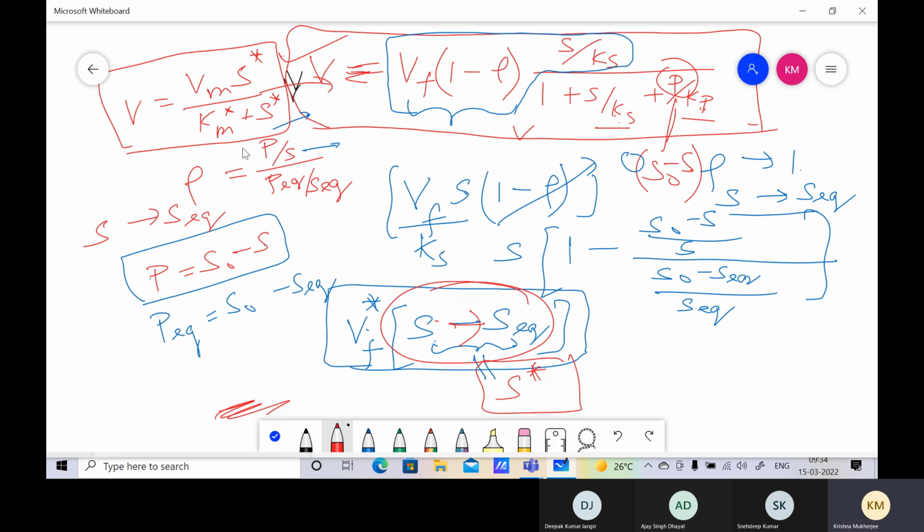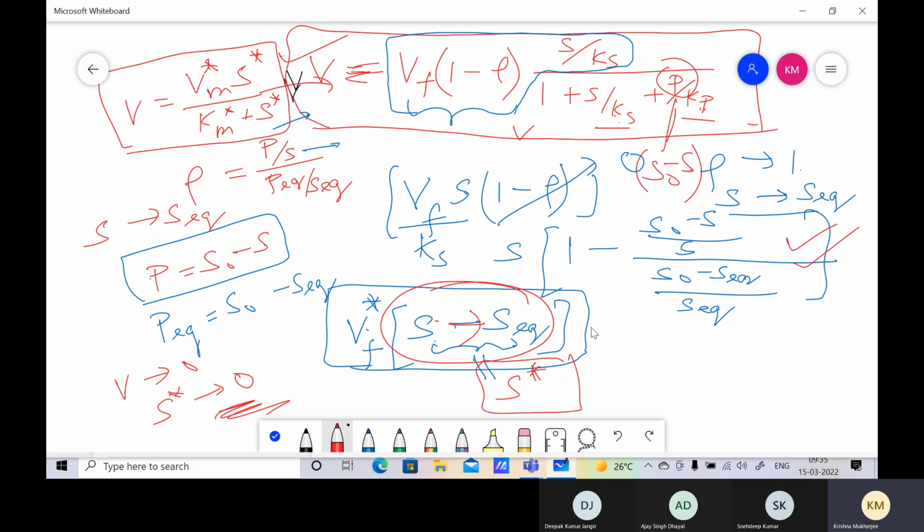As far as we are concerned, we have to determine some Vm star and Km star with respect to S star, where S star is no longer S, but S minus S equilibrium. Because we know from basic algebra and our understanding of reversible reactions that V goes to 0 not when S goes to 0, but when S star goes to 0. S minus S equilibrium goes to 0 as S approaches S equilibrium. So you can see that this is the kind of kinetics that we develop. Do you follow what I'm trying to say, without doing this algebra here?